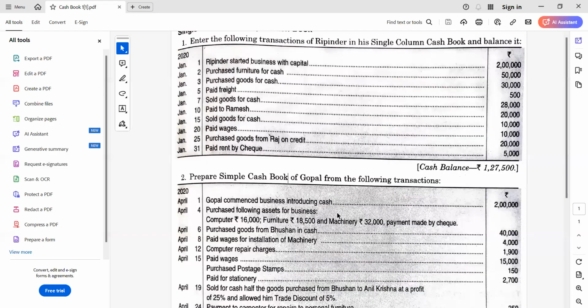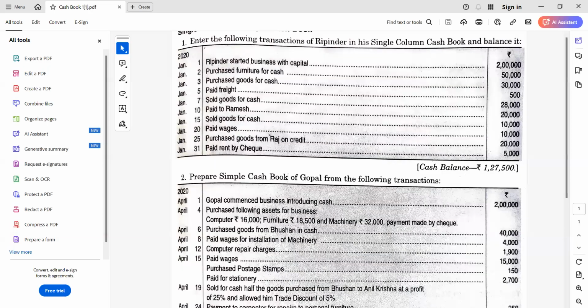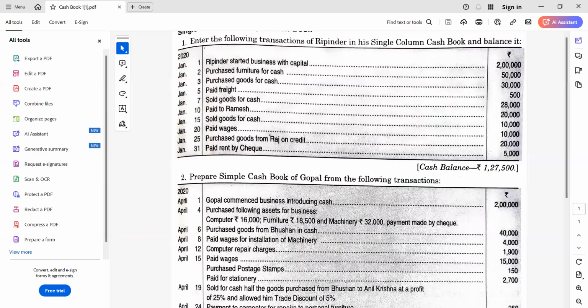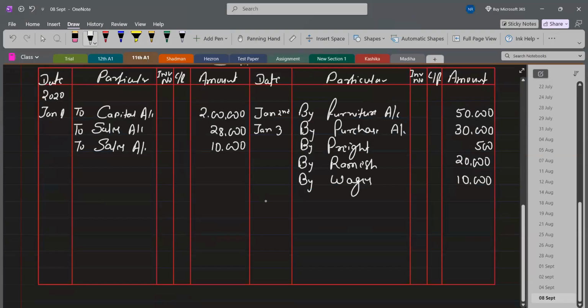After that, sold goods for cash again 10,000. So to sales account 10,000. Paid wages 10,000, so by wages. After that, purchase goods from Raj on credit means it is a credit transaction, not cash. It will not be recorded. Paid rent by check is a transaction done through bank, so it will also not be recorded.